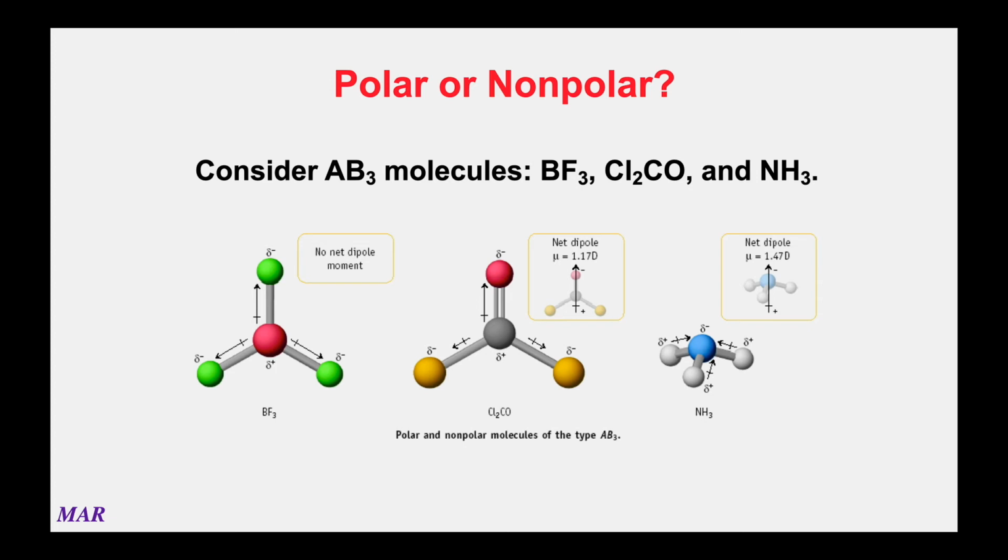All you need to worry about is symmetric or non-symmetric for the molecular polarity. So BF3, symmetric molecule, just fluorine around boron, nonpolar. But the other one's definitely asymmetric, and that includes the lone pair on ammonia, polar.